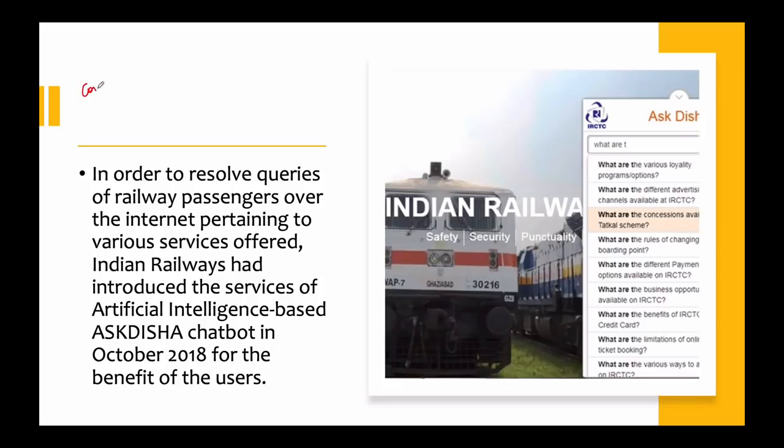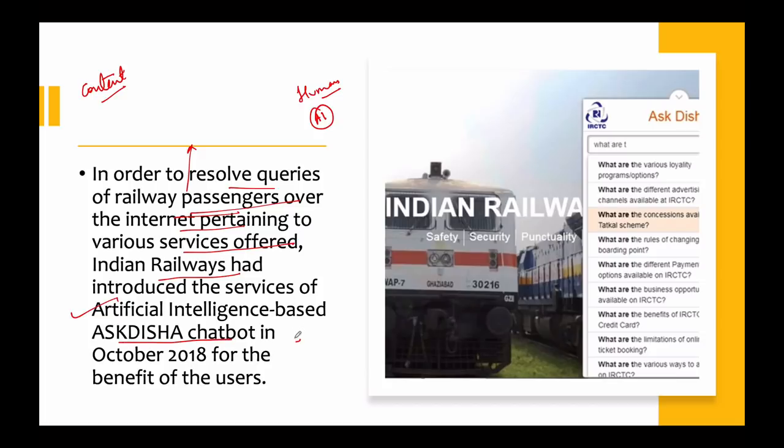Now see in what context we are studying this today. In order to resolve the queries of railway passengers, as you know, many passengers travel daily on railways, so they have a lot of queries. We cannot deploy human beings to take so many questions. That is why we need an artificial intelligence system. We deploy chatbots, right? So for railway passengers' queries related to services offered over the internet, Indian Railways introduced the artificial intelligence based Ask Disha Chatbot.